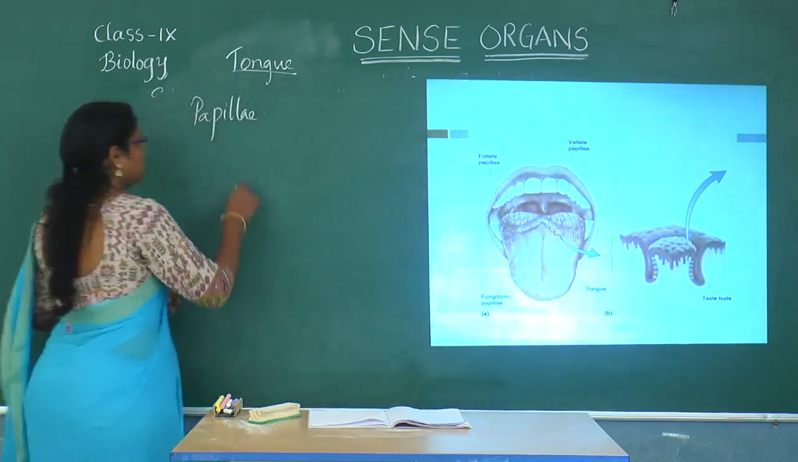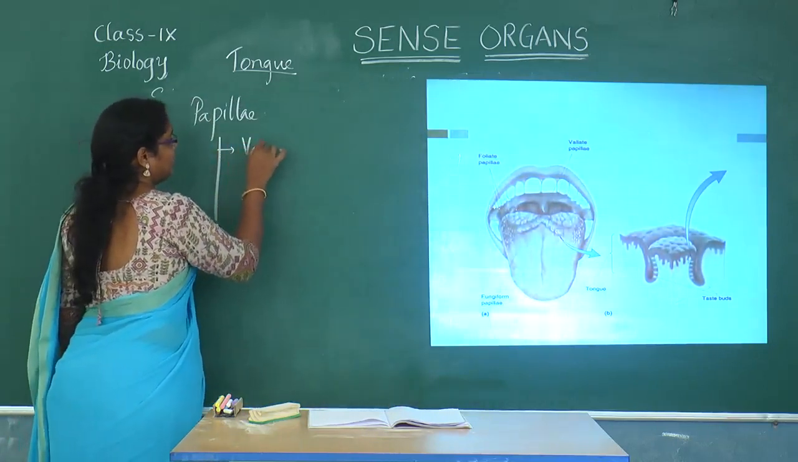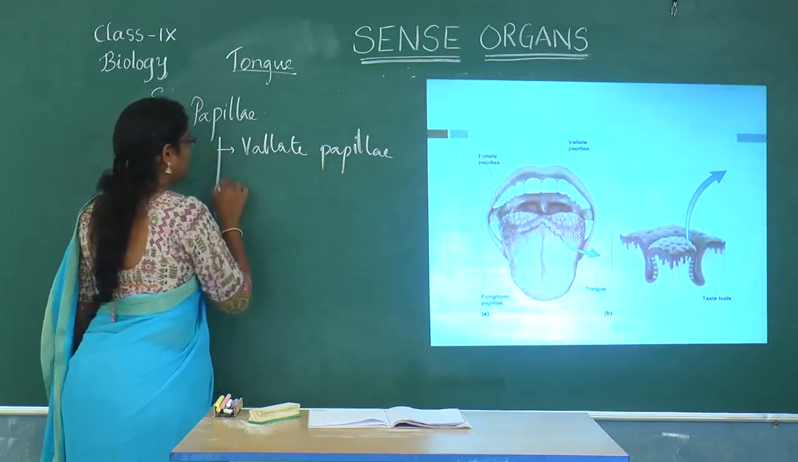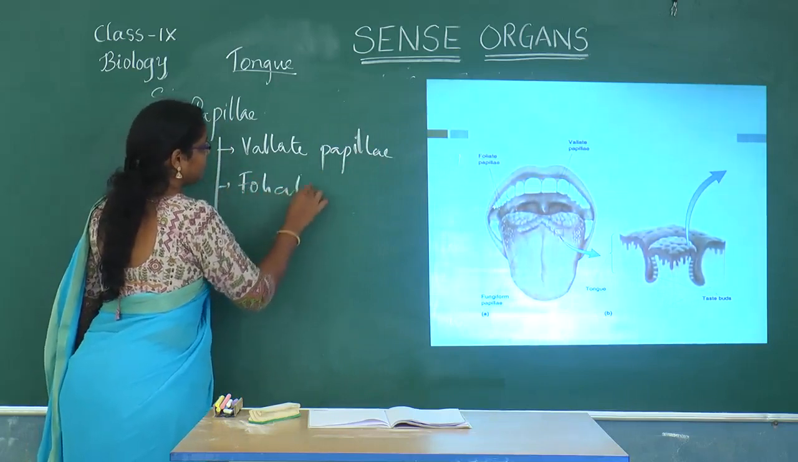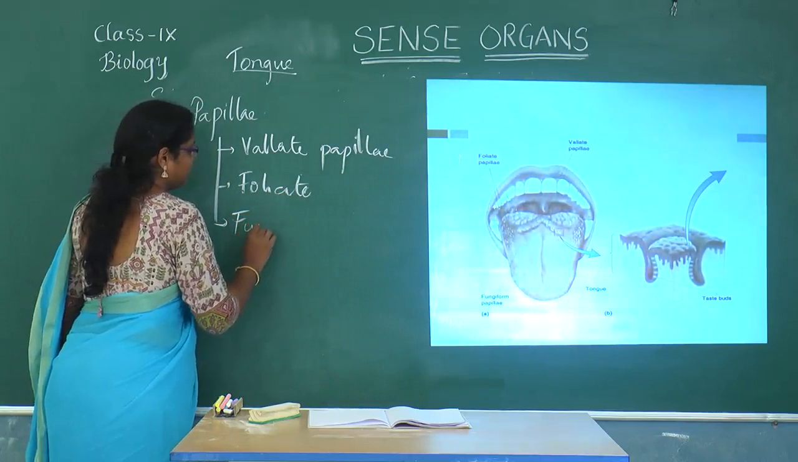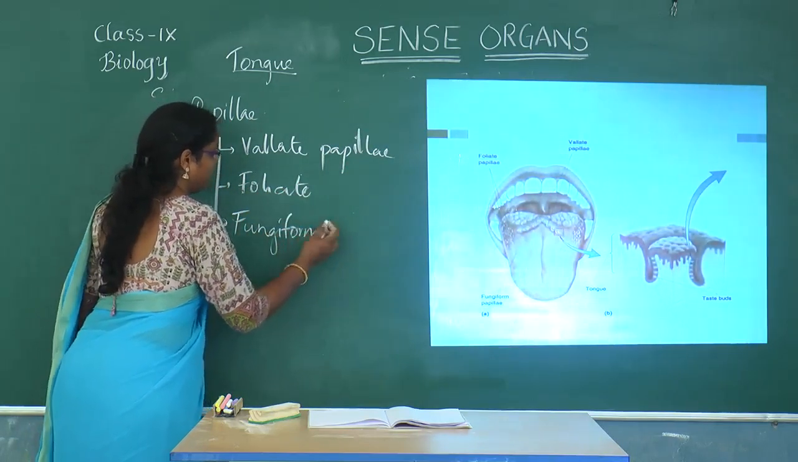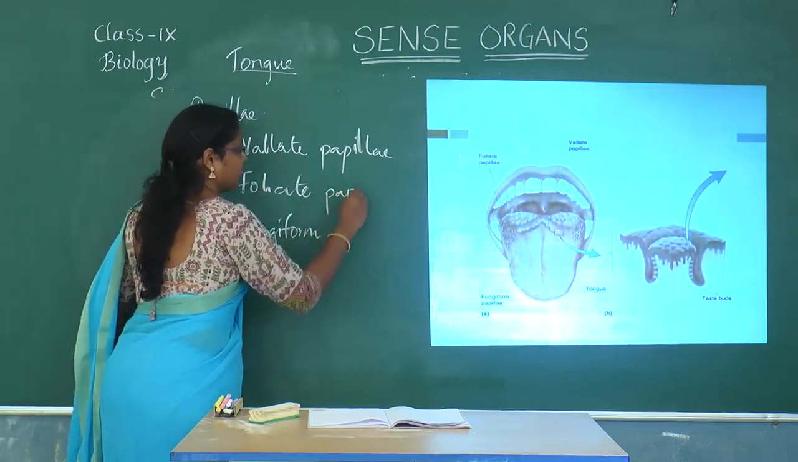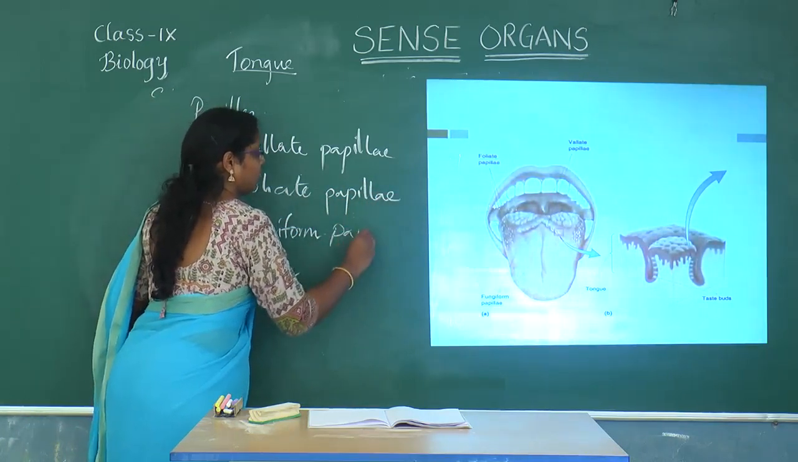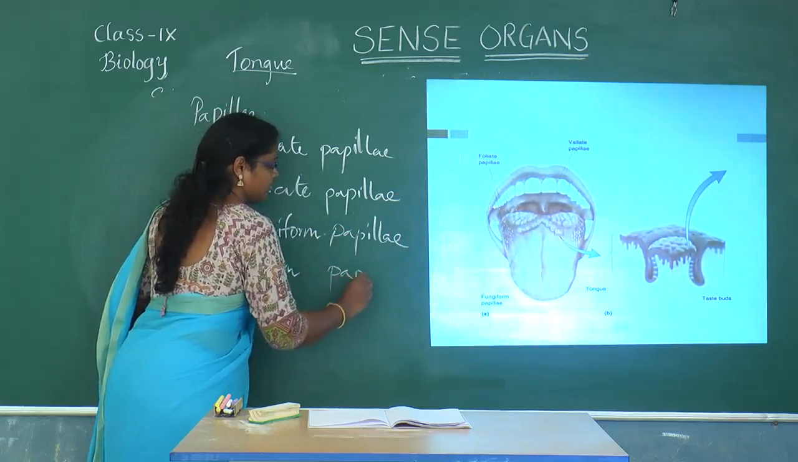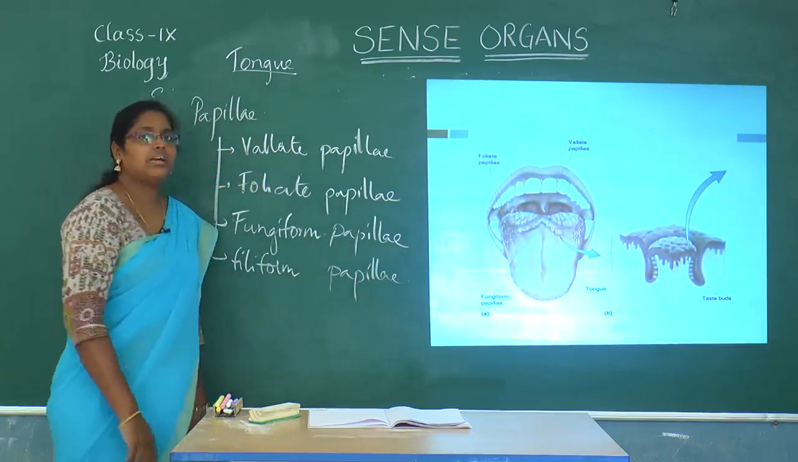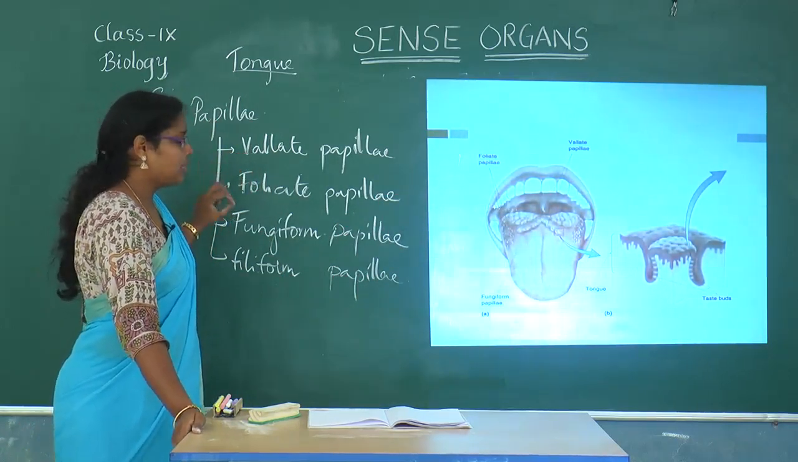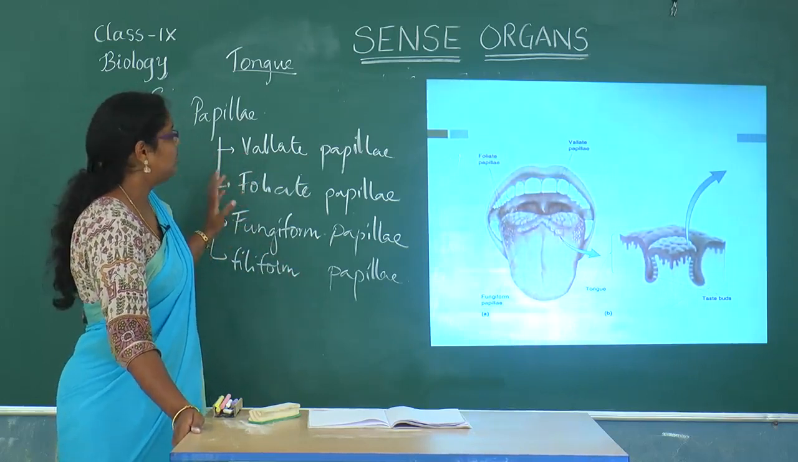There are 4 different types of papillae present on the tongue: vallate papillae, foliate papillae, fungiform papillae and filiform papillae.